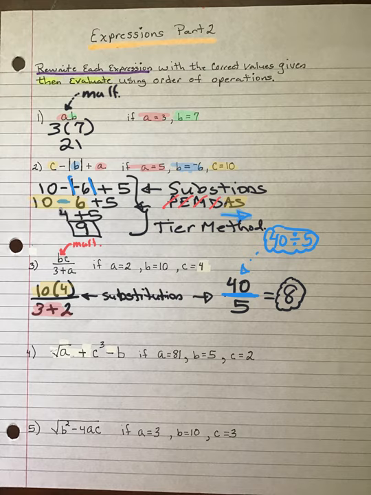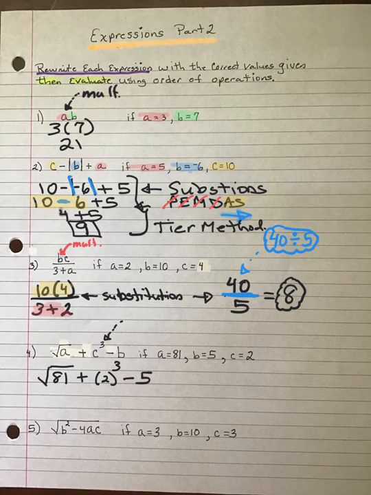Number 4. So if we replace all the letters with the numbers they suggest, then our expression would be the square root of 81 plus C is 2. So I'm going to put 2 in parentheses to the third power, because this is read C to the third power, or C cubed, and then minus B, and B happens to be 5.